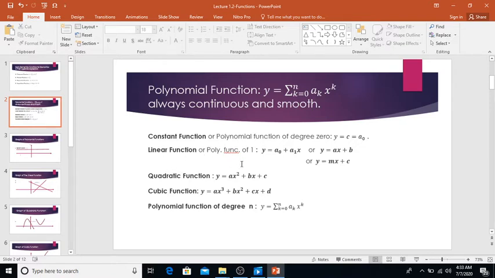Linear function, which is in fact polynomial of degree 1. An algebraic expression of this linear function is y equal to a0 plus a1x. Or we know linear function is y equal to ax plus b or y equal to mx plus c. Whatever you know, this is linear function. Then quadratic function, which is polynomial of degree 2 because power of x is 2. Cubic function, power of x is 3, y equal to x cube plus bx square plus cx plus d. And by this way we can find also polynomial function of degree n, when maximum power of the polynomial function will be n.